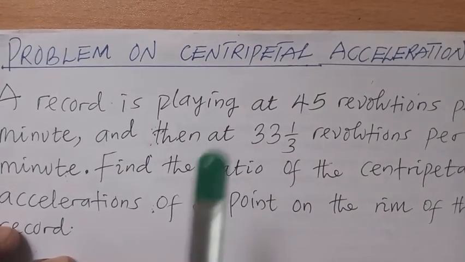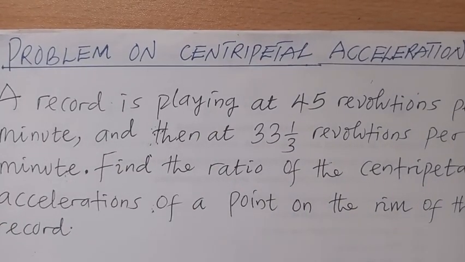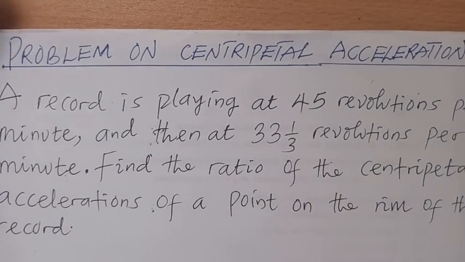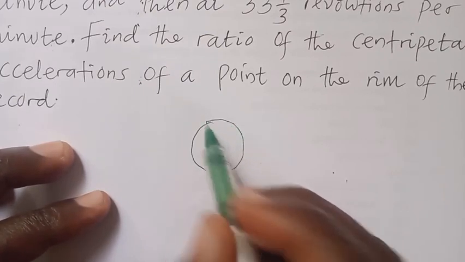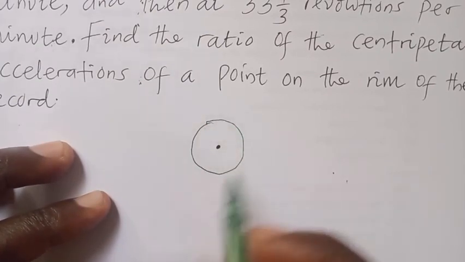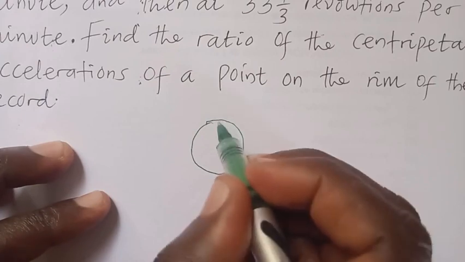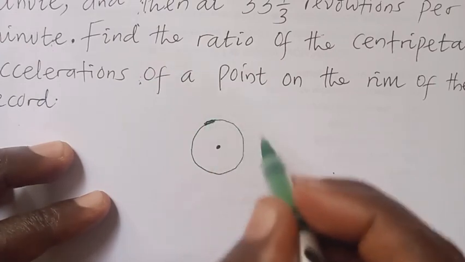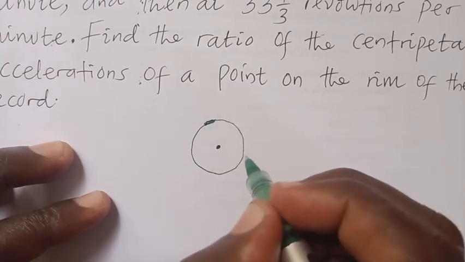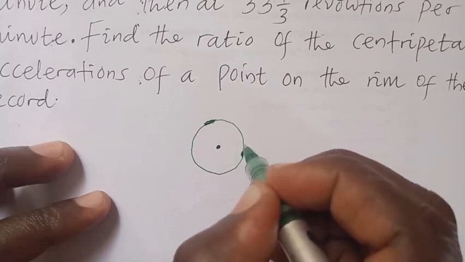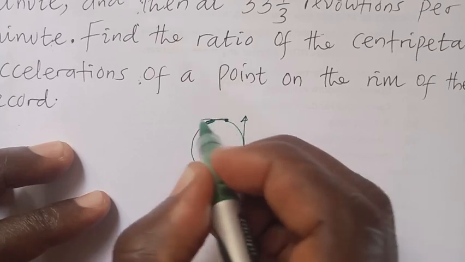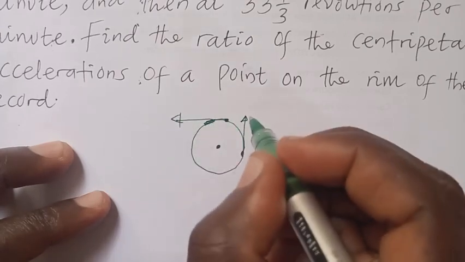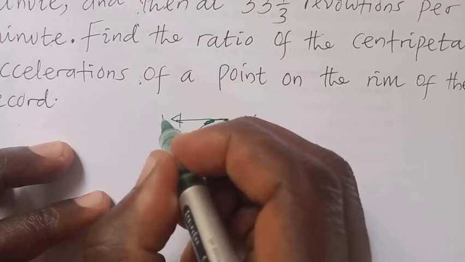Today we have a problem on centripetal acceleration. We know that if an object is moving along a circular path, and let's say this is the center of the circle, even if it is moving with constant speed, let's say at this point you have its velocity in this direction, then at some other point you have its velocity in this direction here. This is v1 and this is v2.